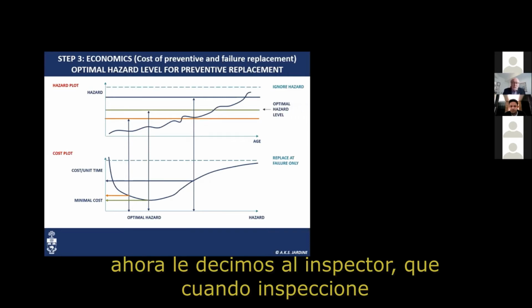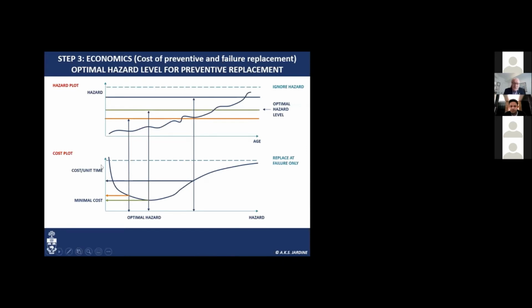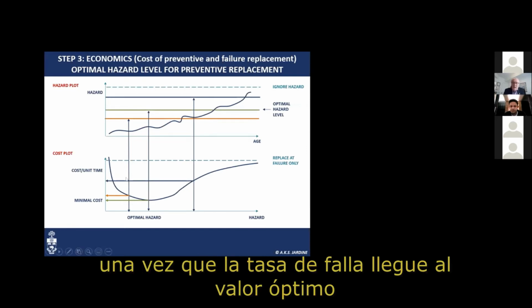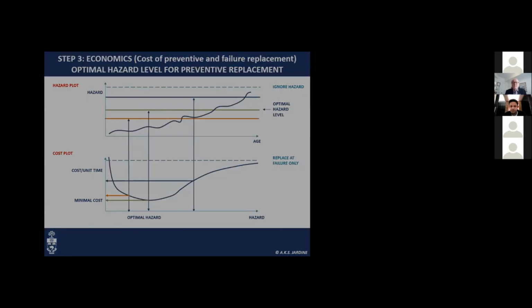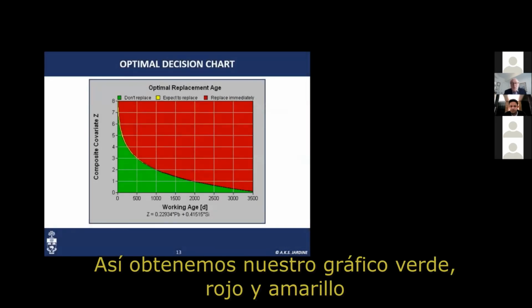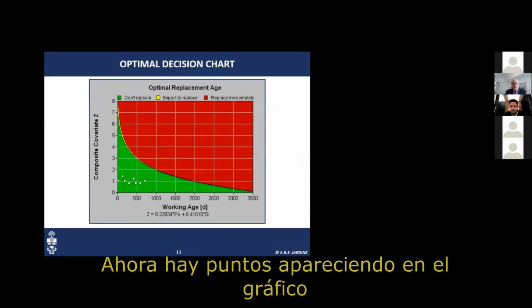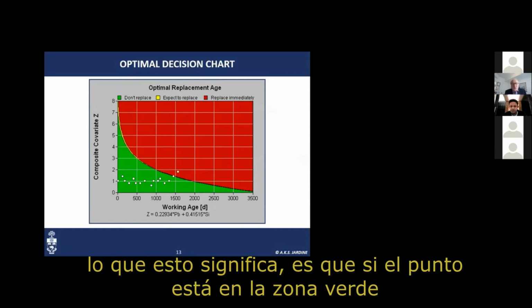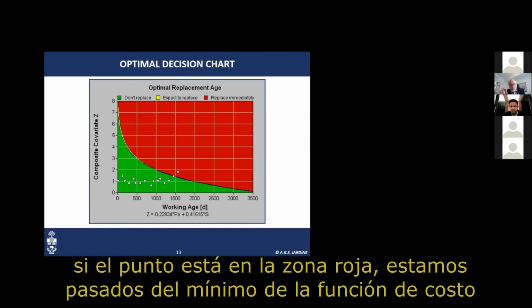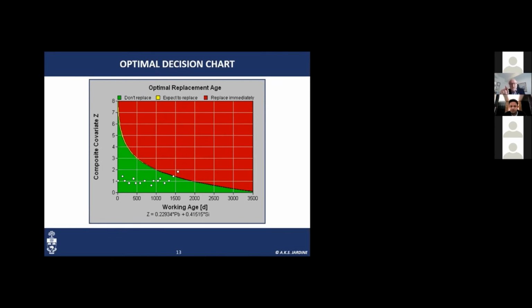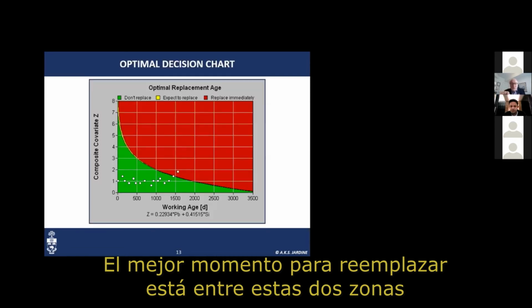And now you tell the inspector, when you're doing your inspections, calculate the hazard. Once the hazard gets to that optimal value, plan to change out preventively. And so that's how we get this red, green, and yellow chart. There are our dots appearing on the chart. So what this means is that if the dot is in the green zone, we're coming down the cost function. If the dot's in the red zone, we've gone past the minimum of the cost function. The best time to change out is in between the green and the red.